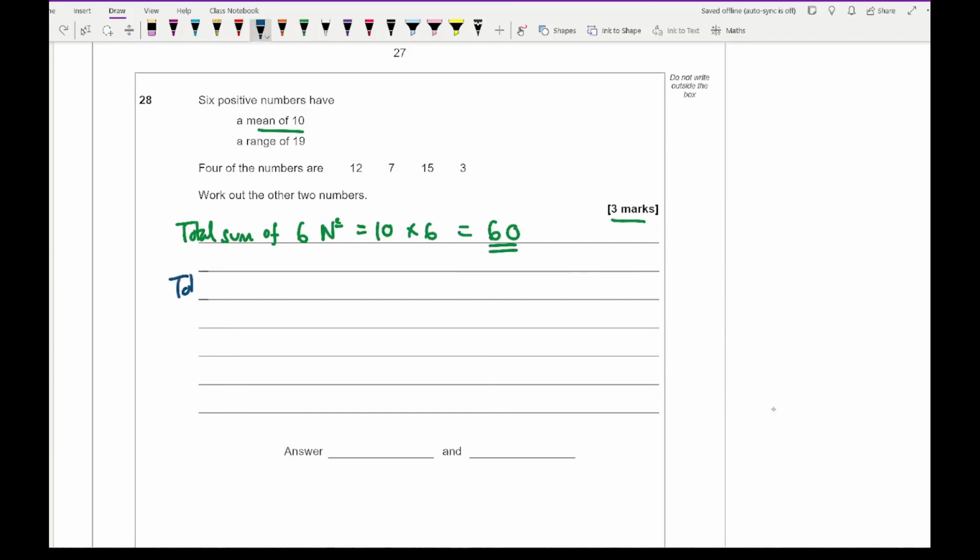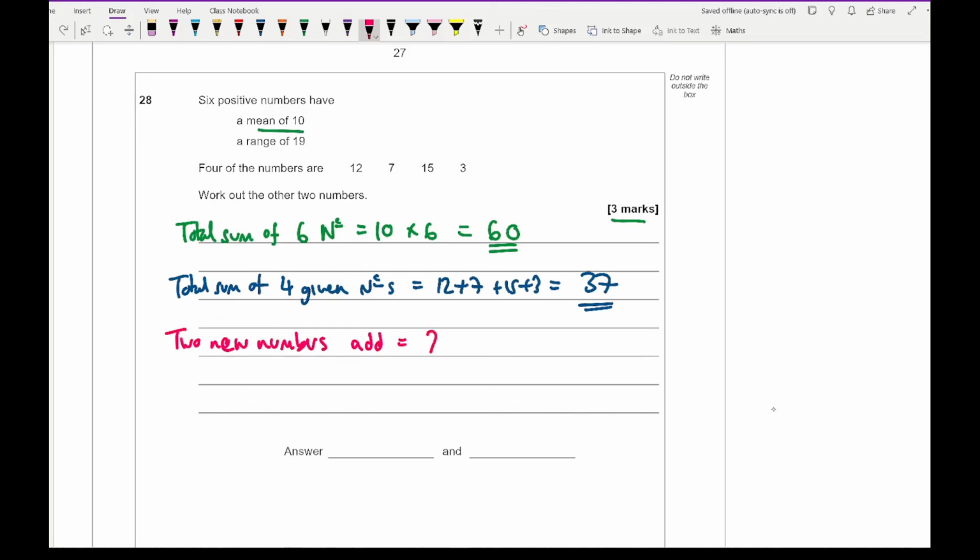Then if I work out the total sum of the 4 given numbers, that's going to be 12 plus 7 plus 15 plus 3, which gives me an answer of 37. So that means that the two new numbers add to equal the difference between those two numbers, which is 23.